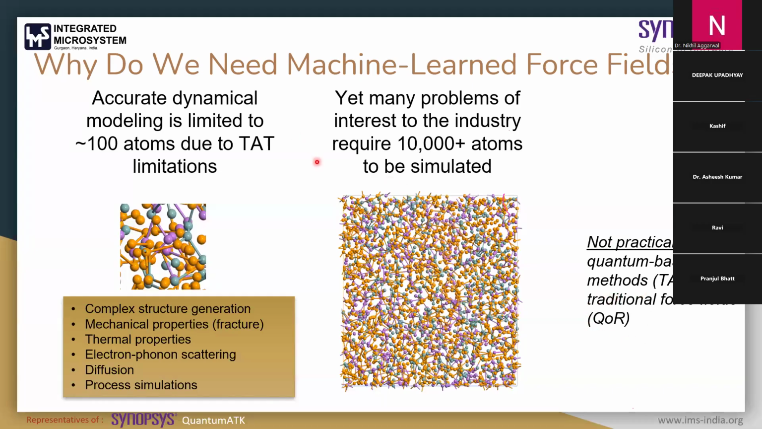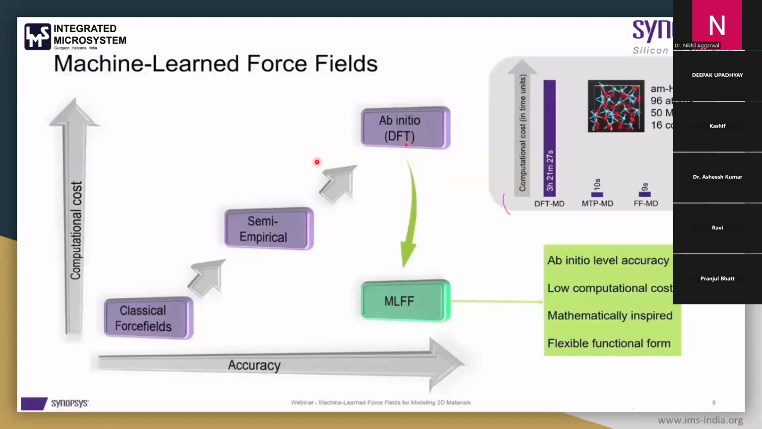So machine learned force field is nothing but when we apply a machine learning model in the conventional force field. And the machine learned model that we have in this software, QuantumATK, is MTP, that is moment tensor potential. By using the machine learned force field, you can generate this data of MTP, like energy, stress, forces, and then after that you can use that data to calculate analyses like molecular dynamics, vibrational modes, etc.